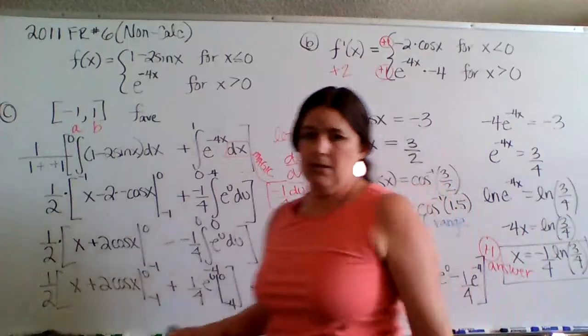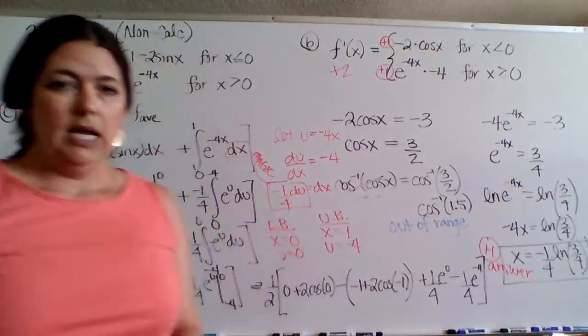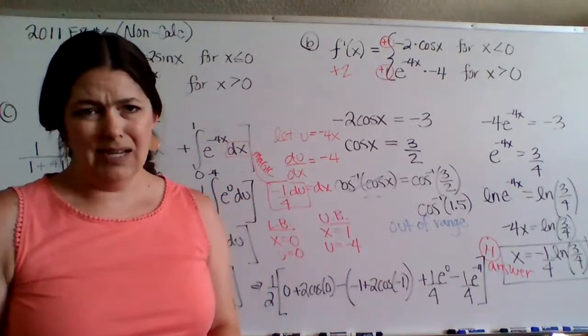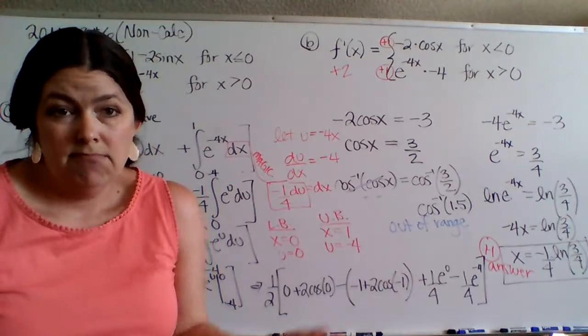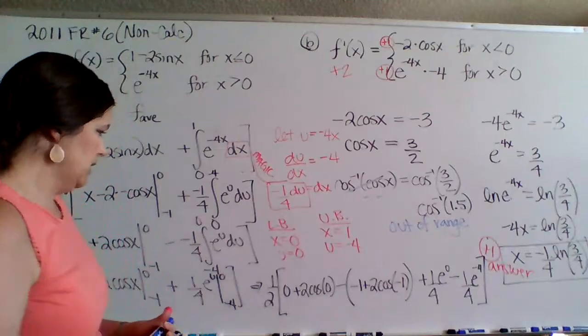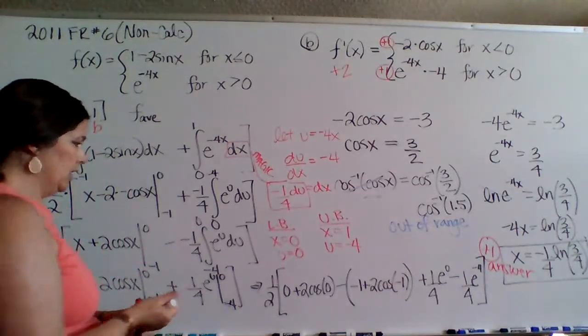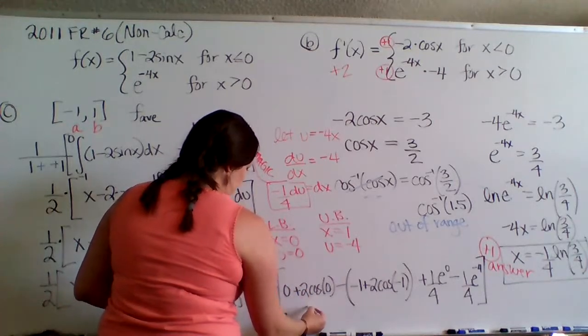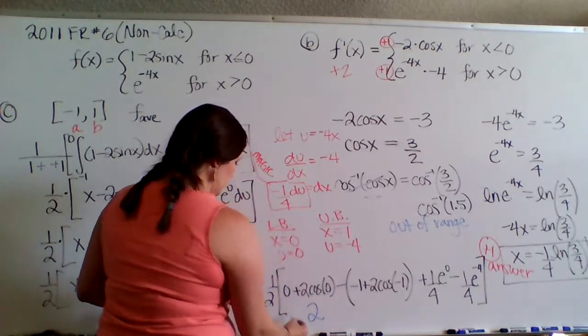And honestly, you could stop right there. It's all numbers. -1 is not an angle you recognize in radian mode that you can take the trig value of anyway, so you would have to have a calculator for that. Cosine of 0 is equal to 1, if you want to replace that with its value. So this part would go to 0, and this part would turn into 2 times 1, which is just 2.